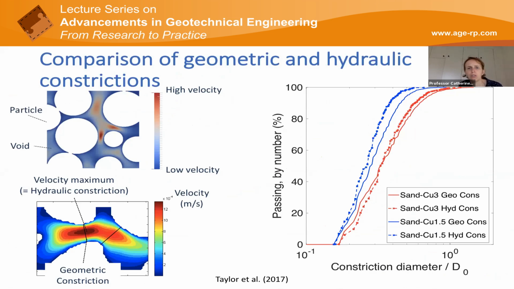And I think there was another question there about why you look at your constriction size distribution by number. Well, constrictions don't have a volume.